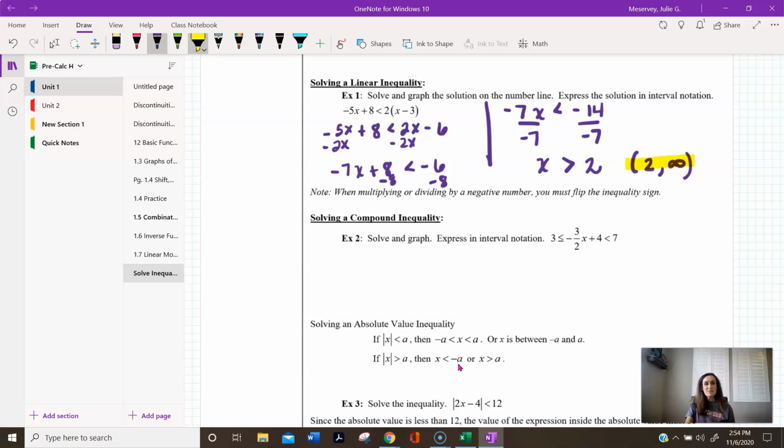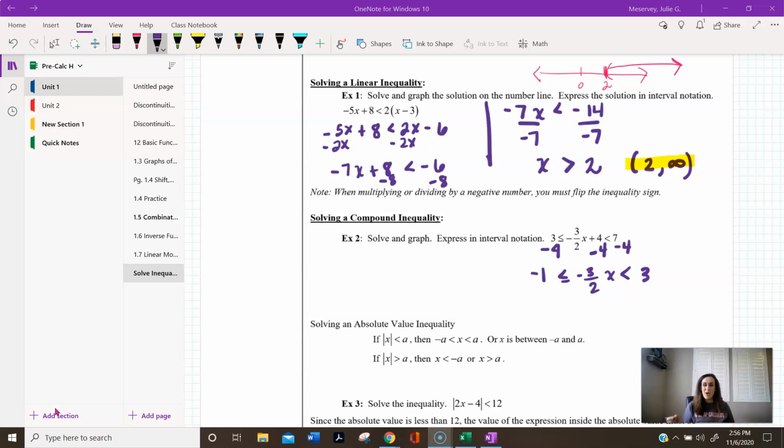All right, as far as a number line goes for this problem, you would draw a number line. You would start at 2. If you're using interval notation, you can actually do a parenthesis at 2. And then it's everything in that direction, going to positive infinity.